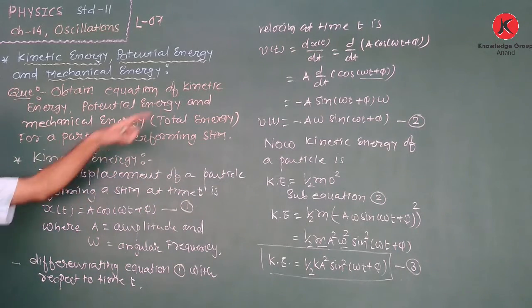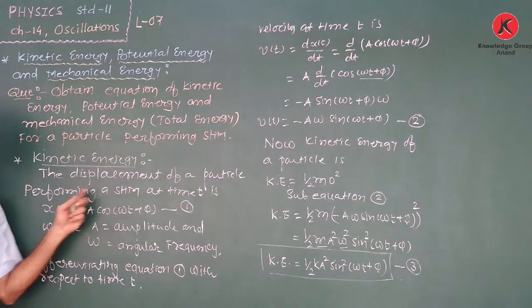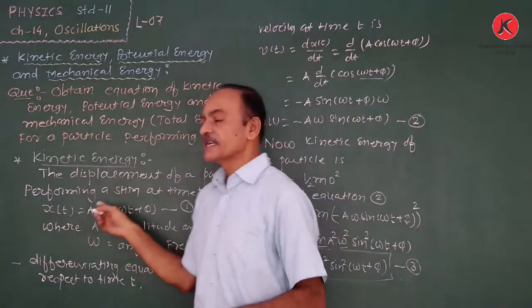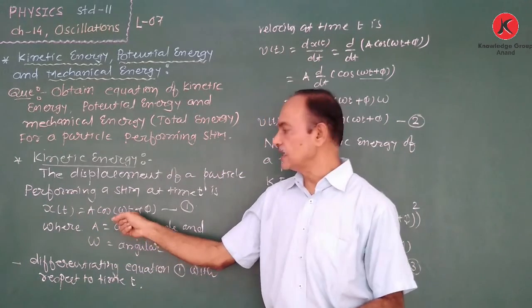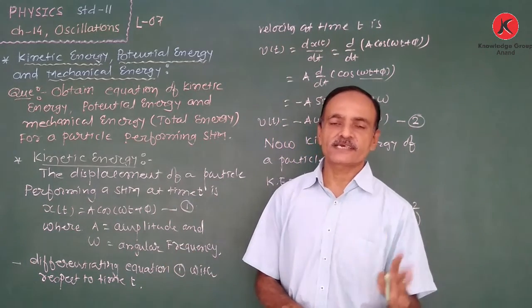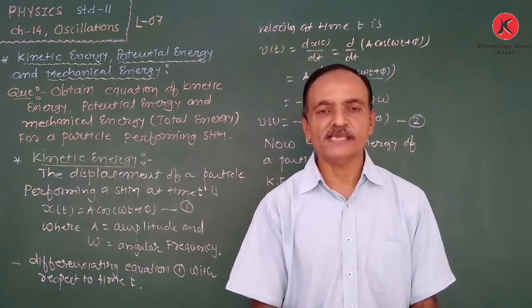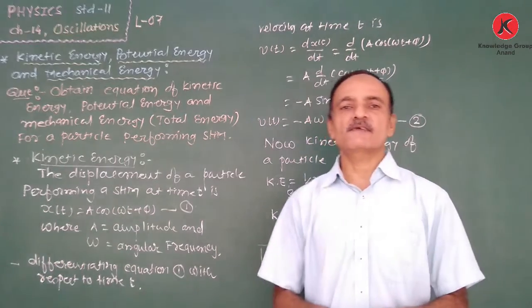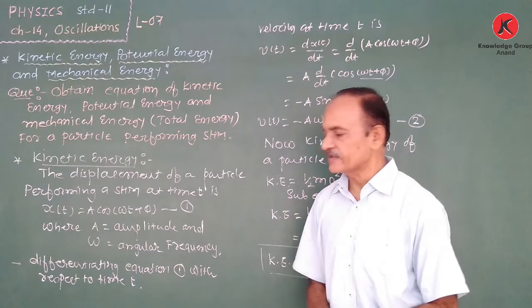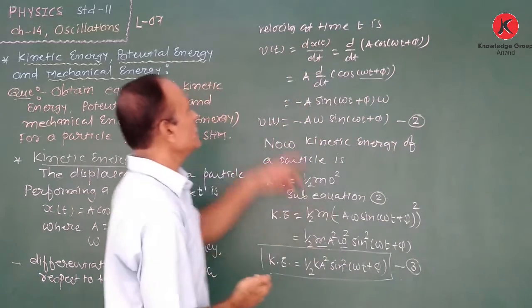Again, we derive how we obtain the kinetic energy. We know that the displacement of a particle performing simple harmonic motion at any instant of time t is given by the equation x(t) = A cos(omega t + phi). Now we know that in chapters 3 and 4 we obtained the equation of velocity: the derivative of displacement with respect to time gives the velocity. Therefore, differentiating equation 1 with respect to time t, we obtain the velocity.